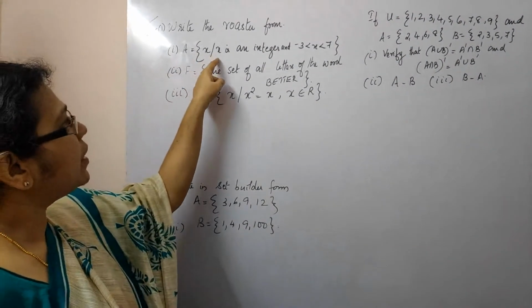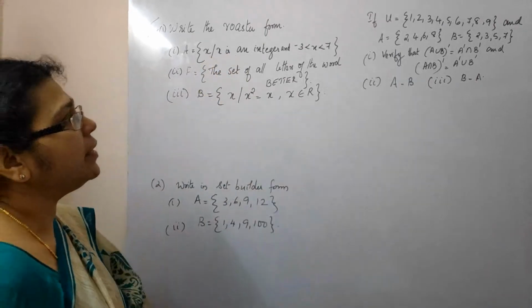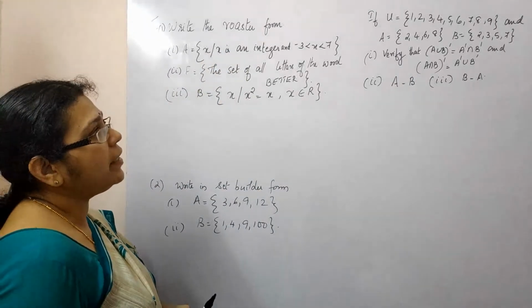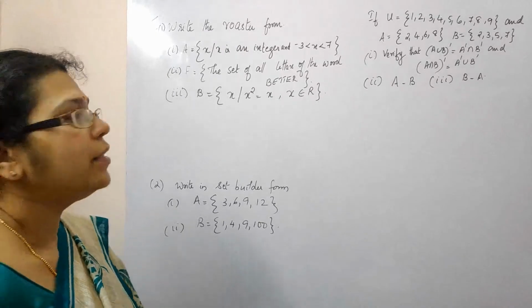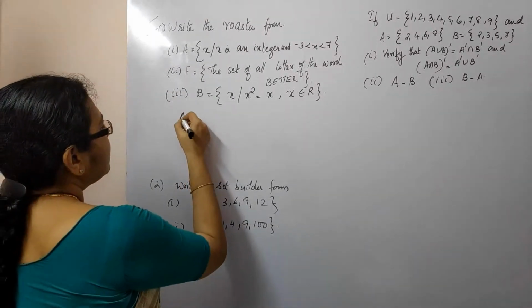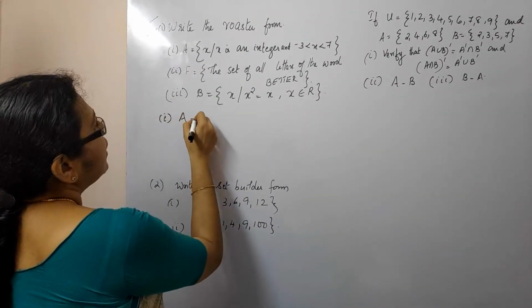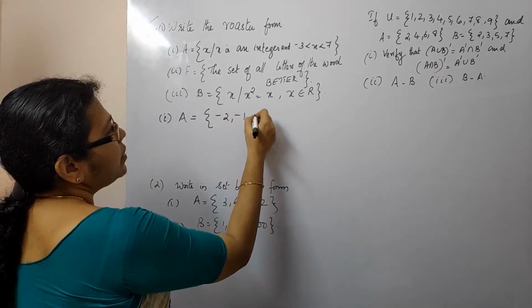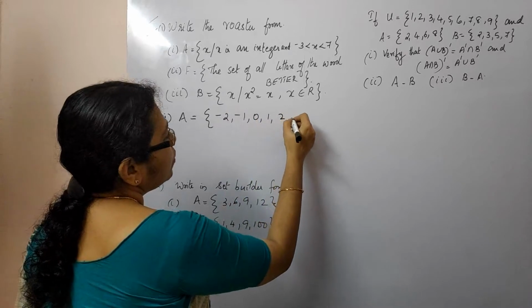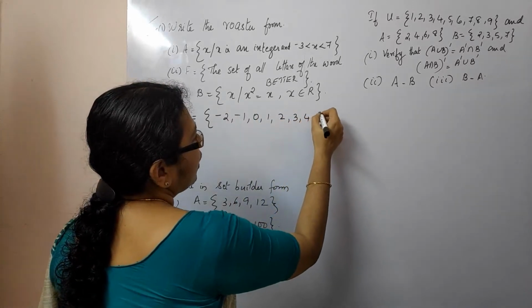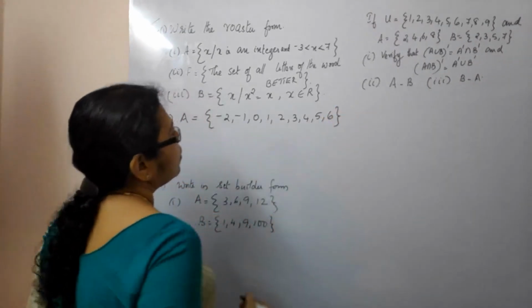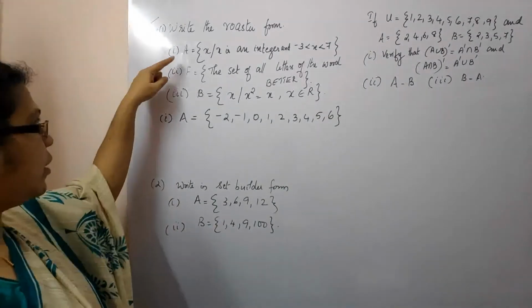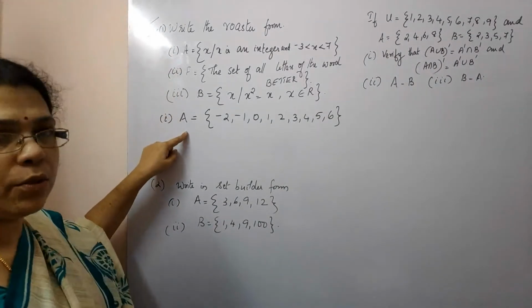A is equal to the set of all x such that x is an integer and minus 3 less than x less than 7. So here, what are the elements that come here? The first question, A is equal to the set minus 2, minus 1, 0, 1, 2, 3, 4, 5 and 6. So this is the expression of this in the roster form.